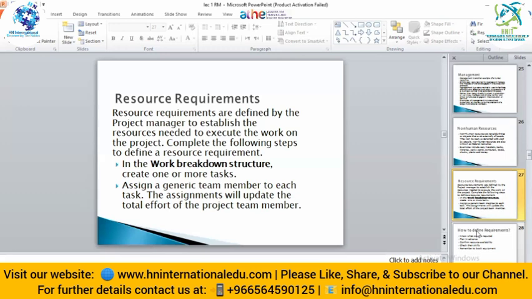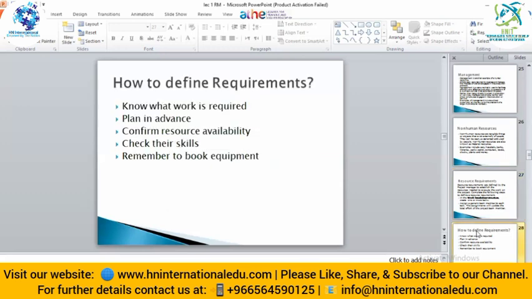So first of all, we have to divide our work into smaller tasks, and according to these tasks, we have to assign the human resources and non-human resources. How can we define the requirements? We have to know what work is required. We have to plan in advance, confirm the resource availability, and check whether the resource skills match the task or not. And then we have to remember to book the equipment if we are taking that resource on installments or on a rent basis. Now we will discuss these one by one.